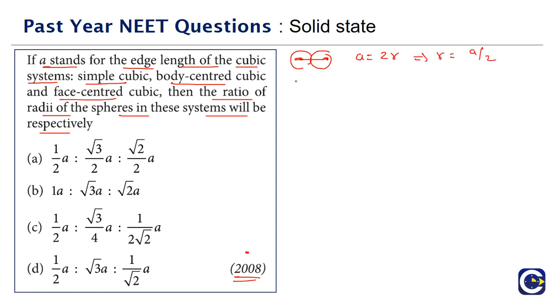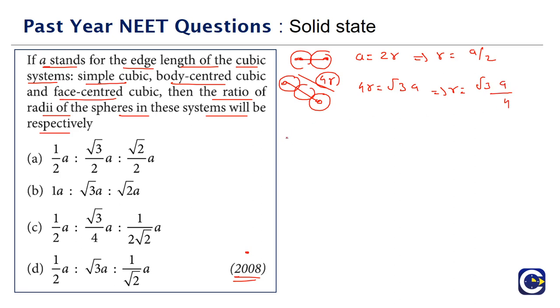R is A by 2. If you look at the body centered, along the body diagonal, the atoms at the corners and the body center atom will be touching. Means the total length will be 4R. So 4R will be equal to, what is the body diagonal length? Root 3 times A. Means R will be equal to root 3 A by 4. That is for the body centered.